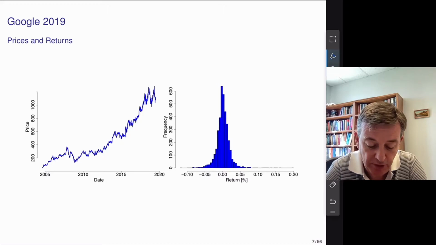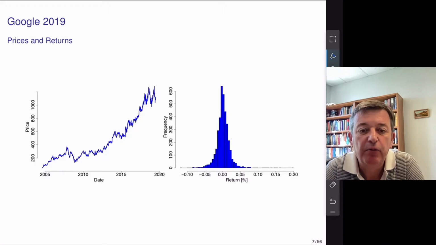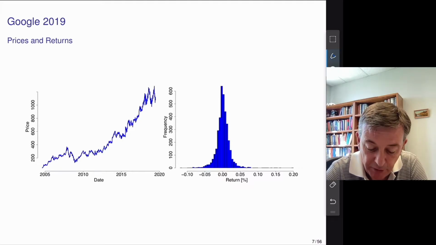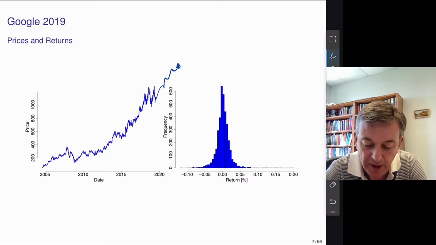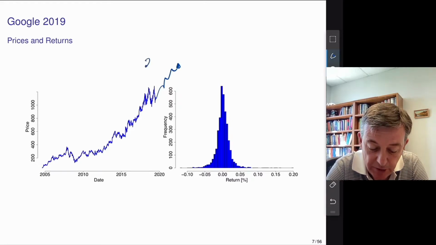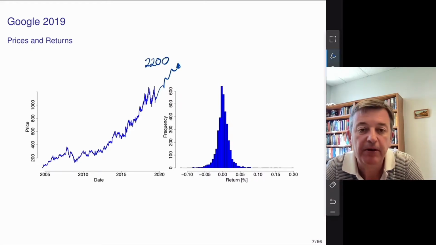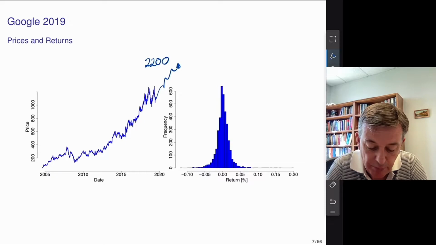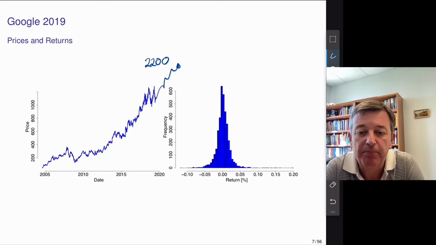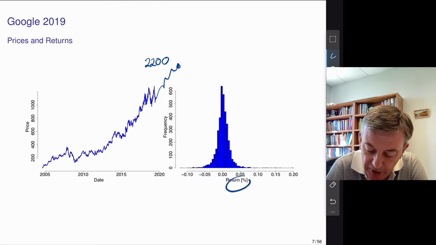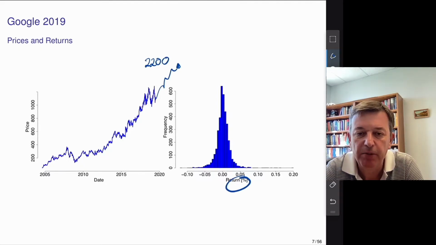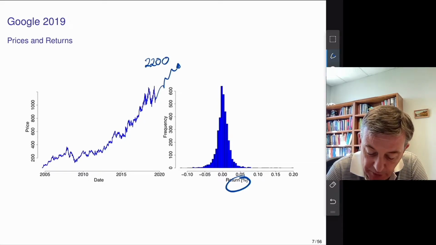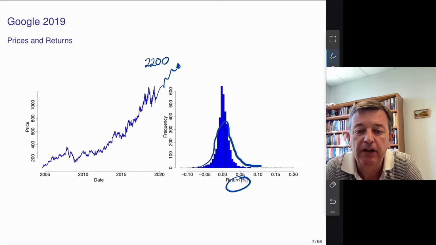Here's the stock price of Google stock from 2005 to the end of 2019. And if we plot it on further, Google stock is now at 2,200 at the beginning of 2021. Now, instead of looking at the price itself, we'll look at the percentage changes or the returns on a daily basis. And we'll plot a histogram. And it's this histogram that we're modeling. And as we assumed before, we're assuming that this follows a bell-shaped normal curve.